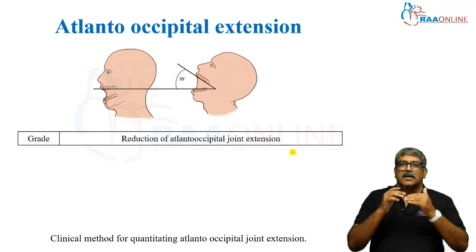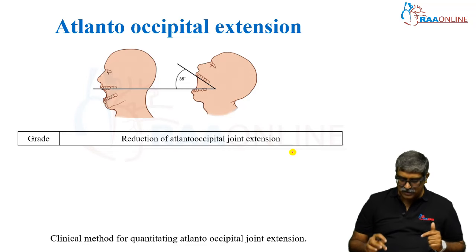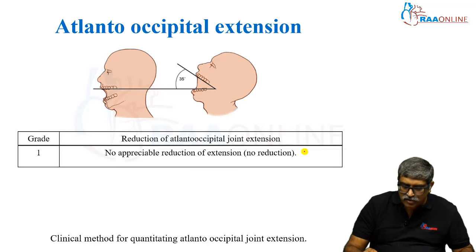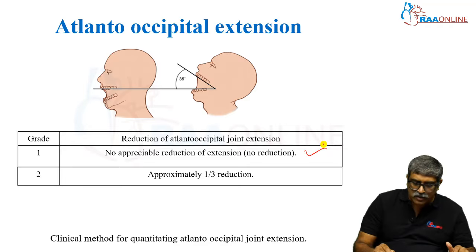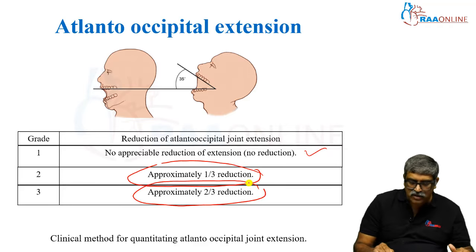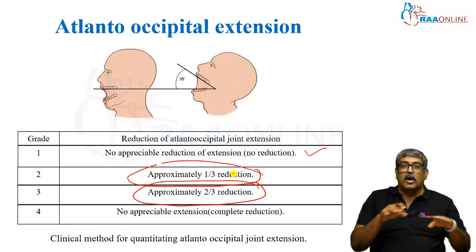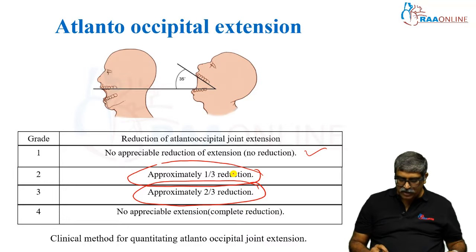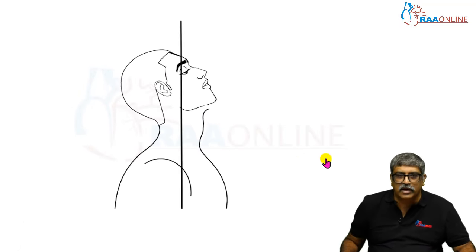Now coming to the movement of atlanto-occipital extension, it can be up to 35 to 50 degrees and it can be classified into 4 grades. In grade 1, there is no reduction of atlanto-occipital extension. In grade 2, there is 1/3 reduction. In grade 3, there is 2/3 reduction, and grade 4, there is no movement at all. There is no appreciable extension. There is complete reduction of atlanto-occipital extension. That is grade 4.